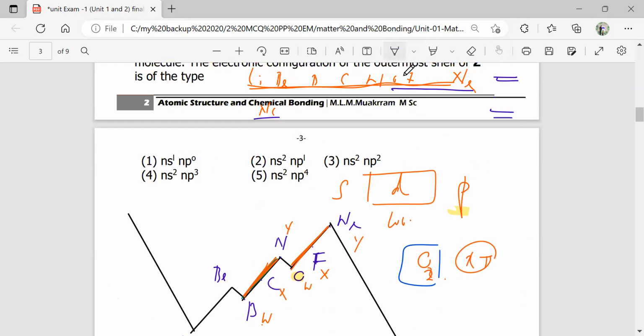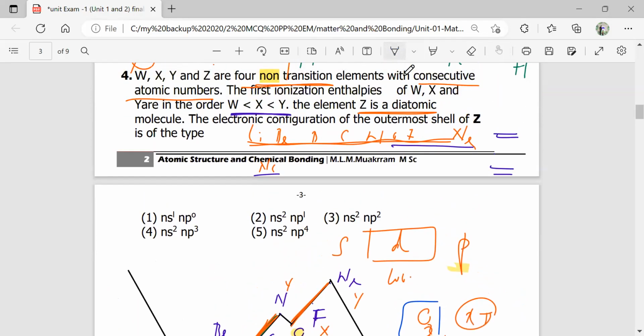Okay, let's come to the question part. The electron configuration of the outermost shell of Z, which is oxygen, the answer is ns2 np4. I think we can clearly understand the work, right? Okay, let's move to the next level.